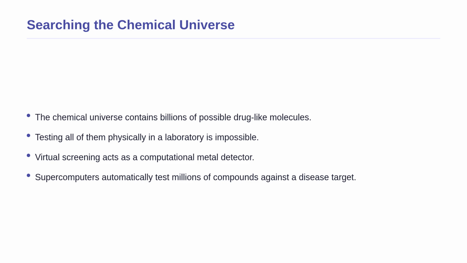The chemical universe contains billions of possible drug-like molecules. It is physically and financially impossible to test all of them in a real lab. Instead, scientists use supercomputers to automatically test millions of different chemical compounds against a disease target, rapidly filtering out the useless ones.